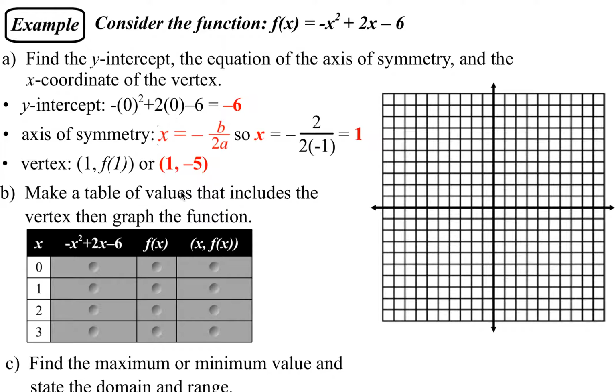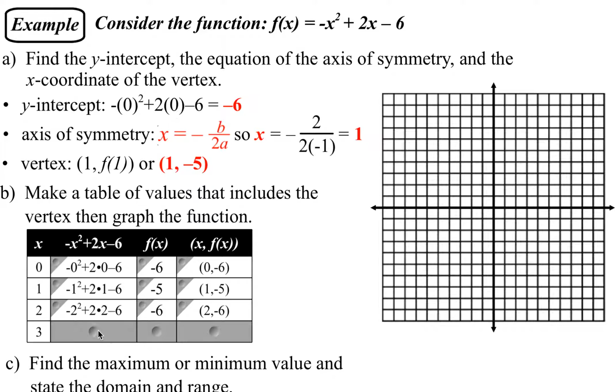So now we can make a table of values. That's always an option for us. I plugged in 0, okay, and I got negative 6. I plug in 1, and I end up with negative 5. If I plug in 2, I get a value of negative 6. If I plug in 3, I get out a negative 9. So those are 4 different points that I can go ahead and plot. And we know a lot about it just by doing these 3 things up here.